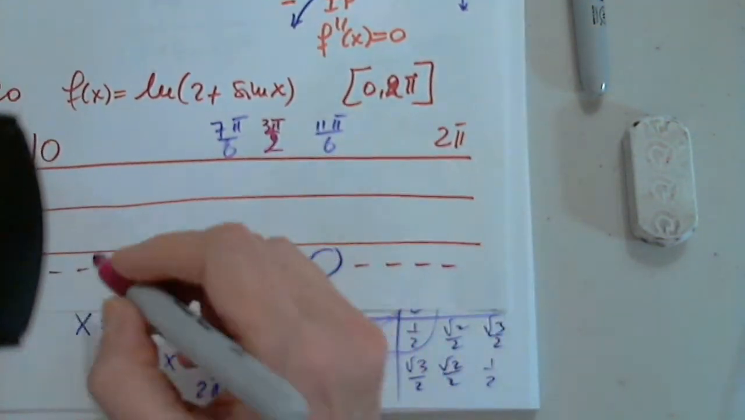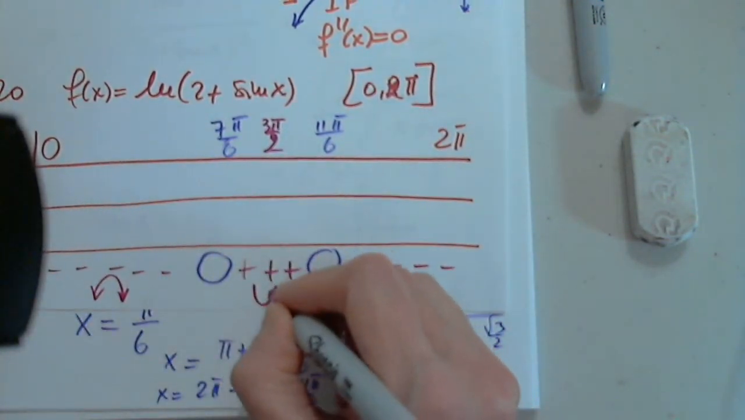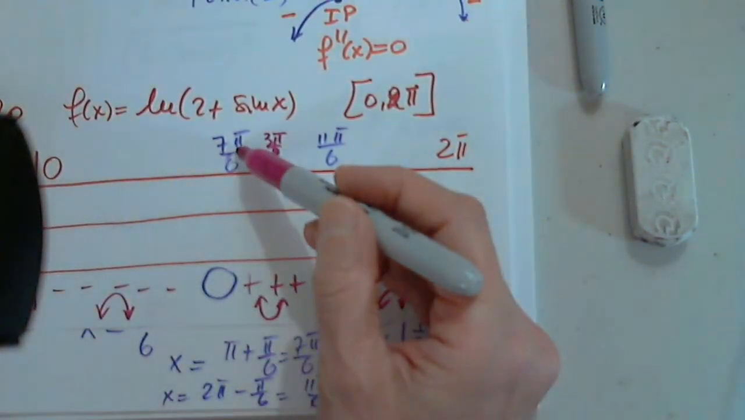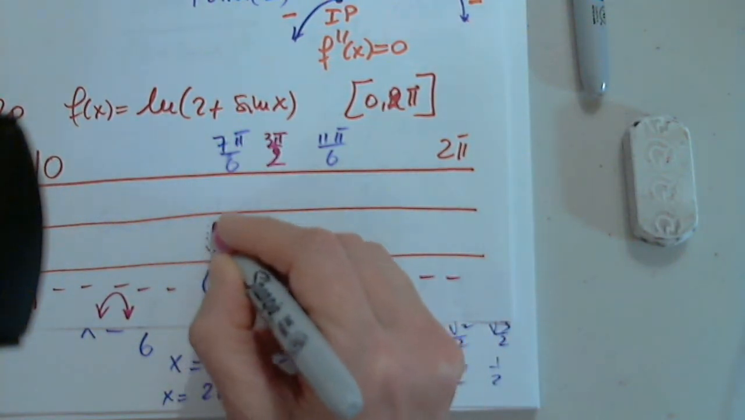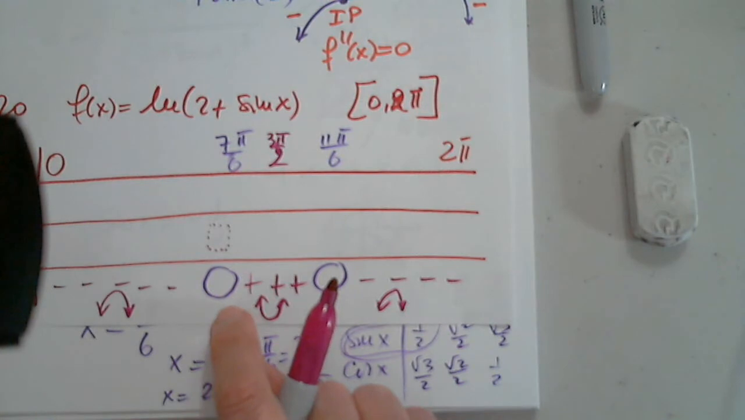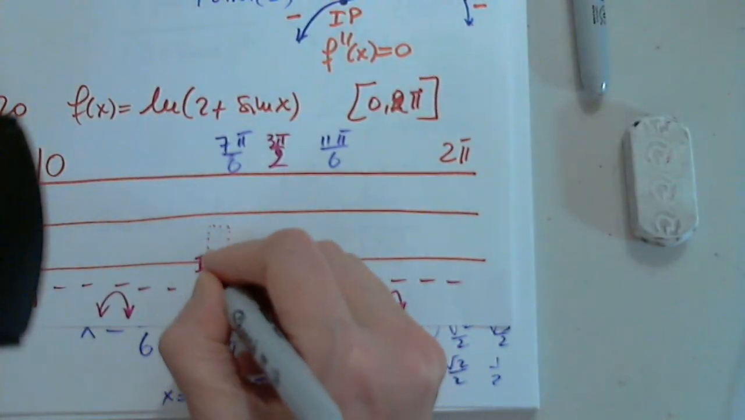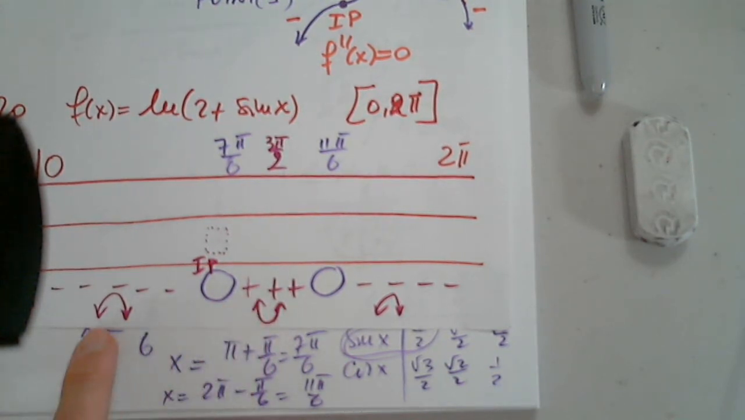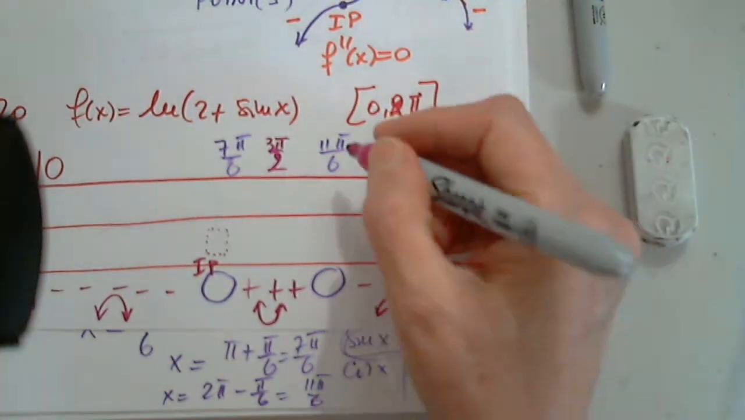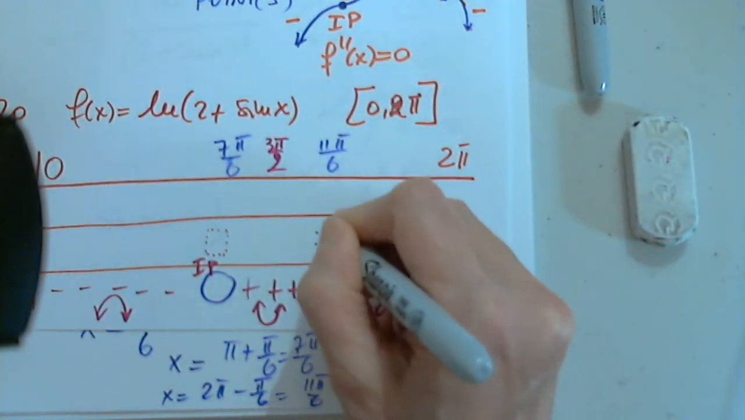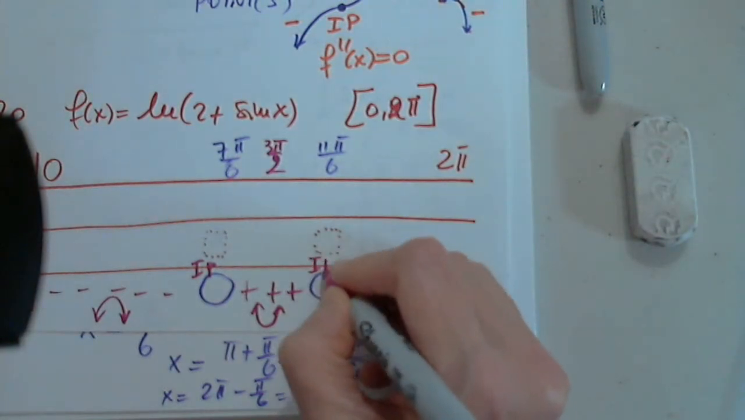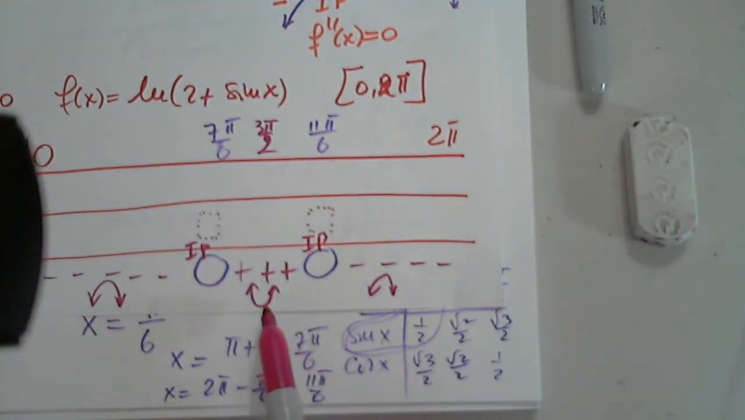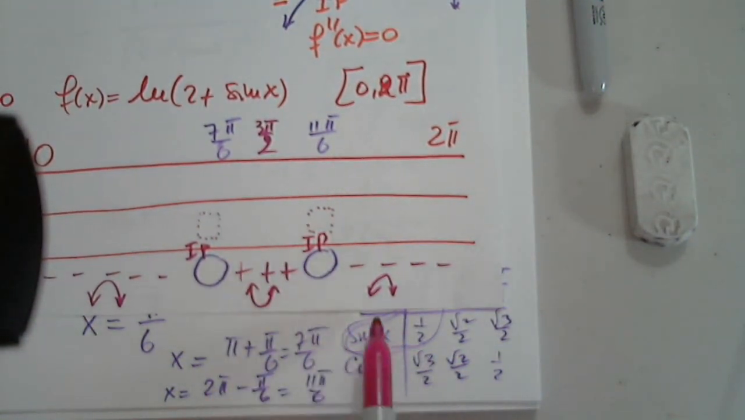So here's what I know. 7 pi over 6, this value, which I don't have just yet, I will plug it in a moment, is an inflection point. The second derivative is 0 and it changes sign from opening down to opening up. 11 pi over 6, whatever, is an inflection point. I will determine these in a second. Why? Because the second derivative changes sign from opening up to opening down.